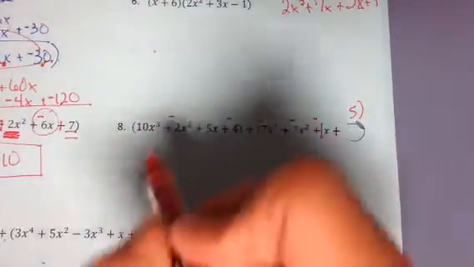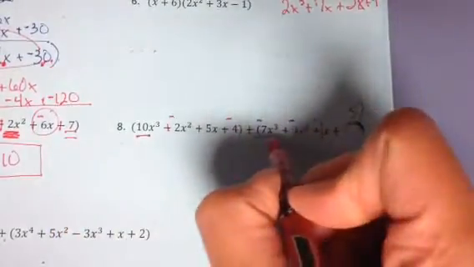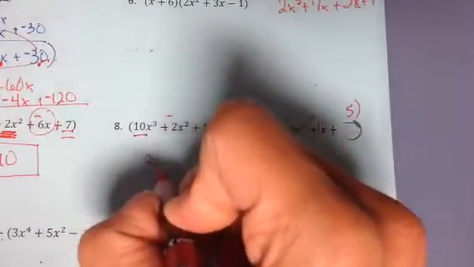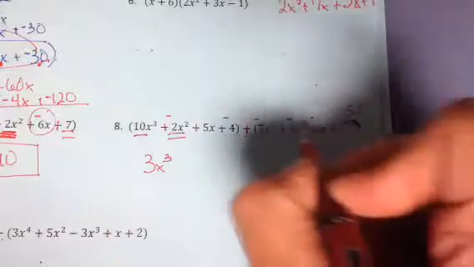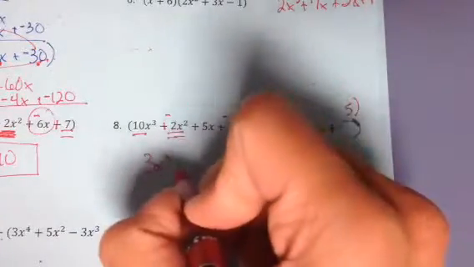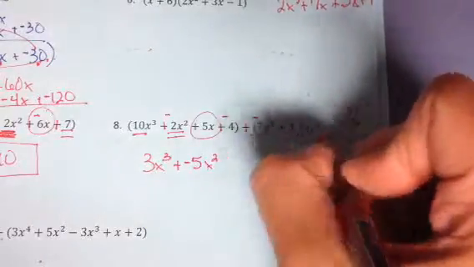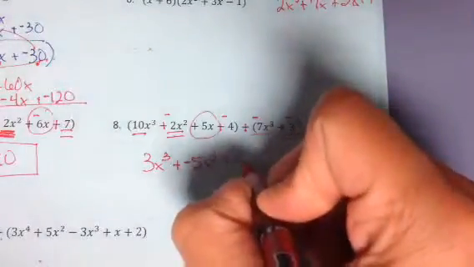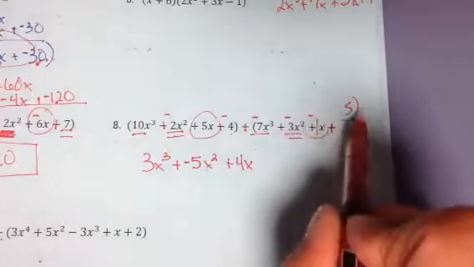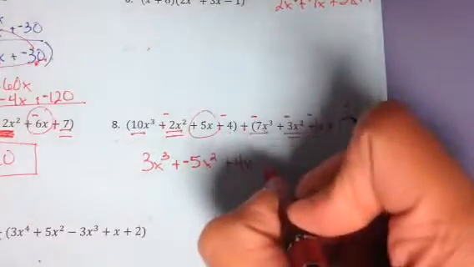Okay? So we're going to combine our x cubes first. They're the highest power. And we're going to have 3 of them. Then we're going to go for our x squareds, and negative 2 and negative 3 gives us negative 5 of them. Then we can go for our x's. 5 and negative 1 give us 4. And then negative 4 and this 5 will give us 1.